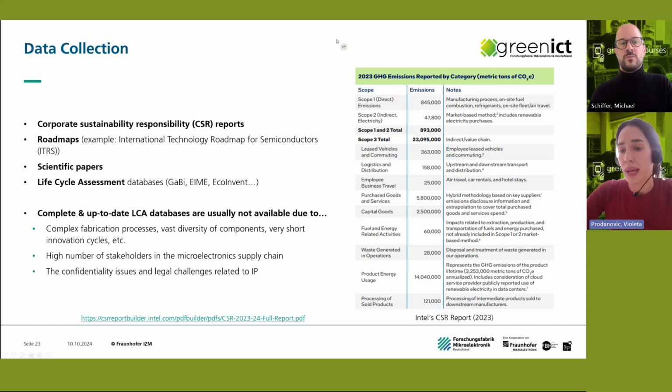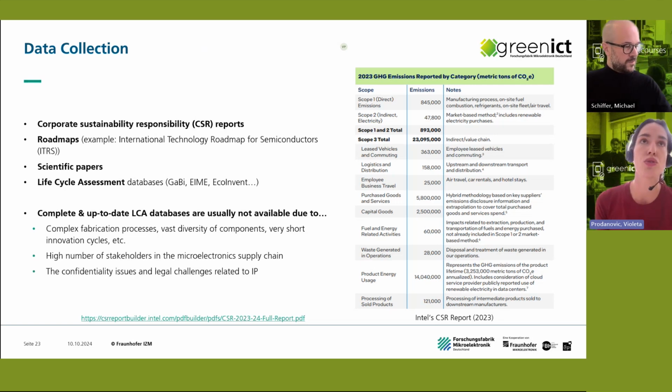So how is data collected? Usually we heavily rely on corporate sustainability responsibility reports issued by companies annually. On the right side, there is an extract from Intel's report, which goes into details about Scope 3 emissions. Another source of data is roadmaps, though they usually give guidance and targets, but do not provide measured data. The most famous one is ITRS.